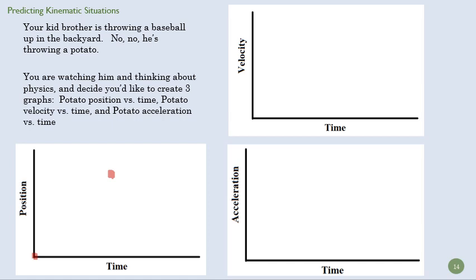So that potato floats all the way up. And then it's going to start falling back to the ground. One of the interesting things about free fall is that it's symmetrical. If there's no air resistance, again, which there usually is, this distance here is going to be the same as that distance there.